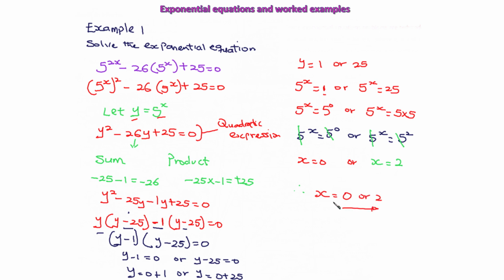Now, why do we have two values for x? Because our initial equation resulted into a quadratic expression, and the highest power in a quadratic expression is what? Is 2. Highest index is 2. That is why we have the value of y to be two numbers, and later have the value for x to be two numbers. Here is how you can solve your exponential equation on indices. Now, I'll go to the second example without wasting much of our time.